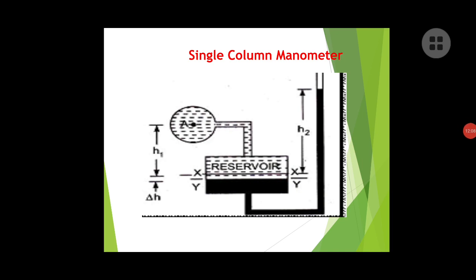Next is the single column micromanometer. It is very important for the exam. Let's see the figure. It consists of a reservoir. So it consists of two datum lines, X-X and Y-Y. Let h 1 be the height from the datum to the reservoir, h 2 the height from the reservoir to the top of the liquid. So basically h 1 is for the left side, h 2 for the right side.